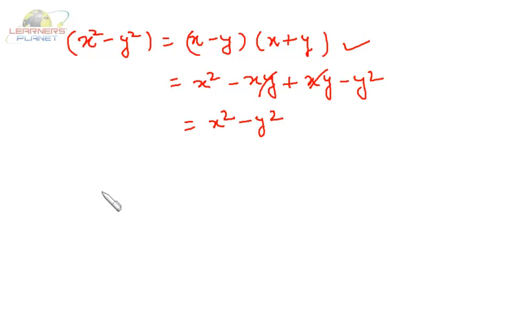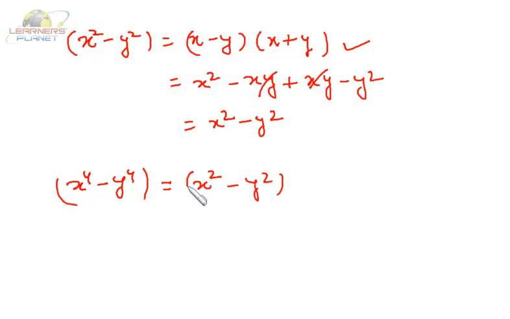Now suppose I have x to the power 4 minus y to the power 4. Here you see, if it is x square, we get x over here. If it is y square, we get y over here. That means the powers of x square and y square are halved. So similarly in this case, x raised to 4 minus y raised to 4, the factorization will be x square minus y square and x square plus y square. Now further, x square minus y square can be factorized as x minus y and x plus y.